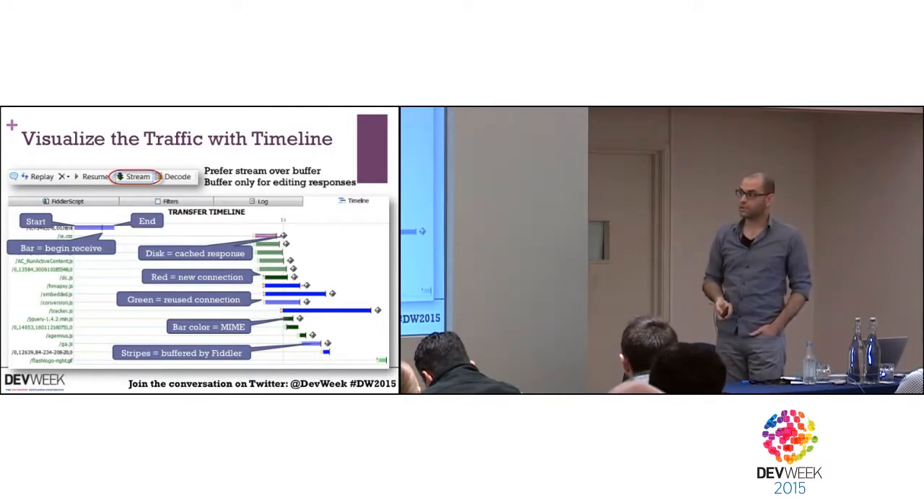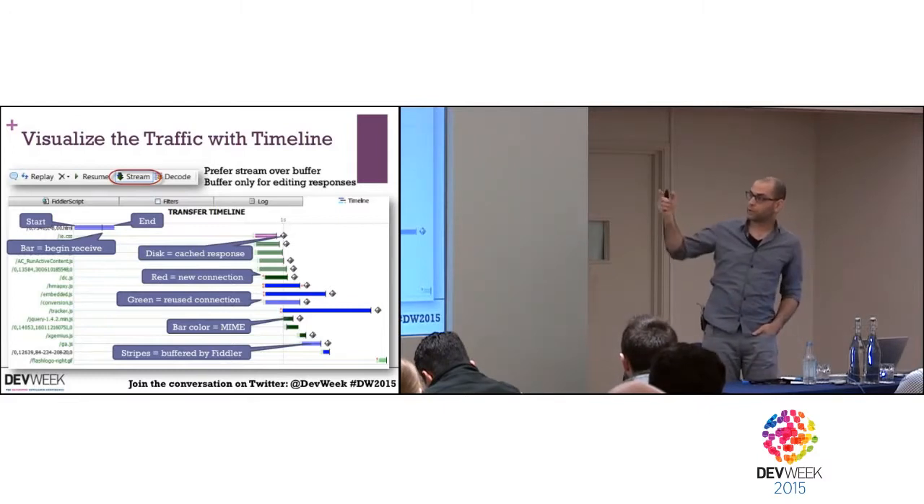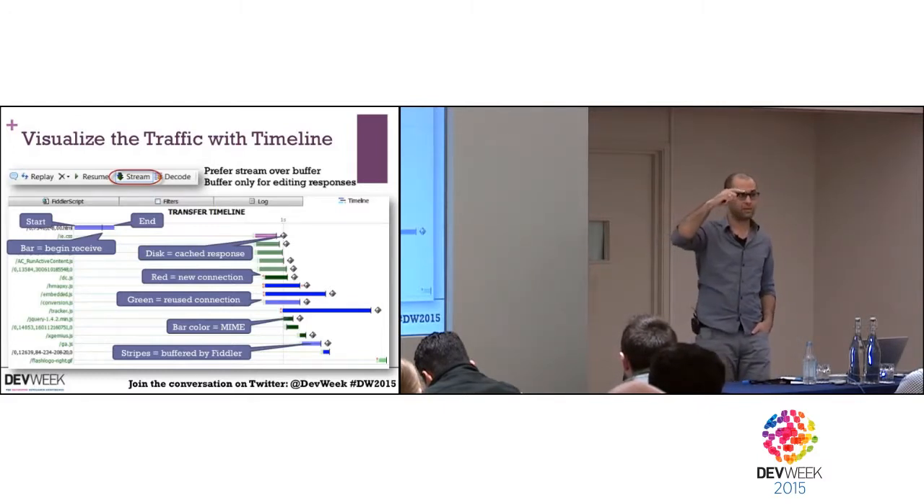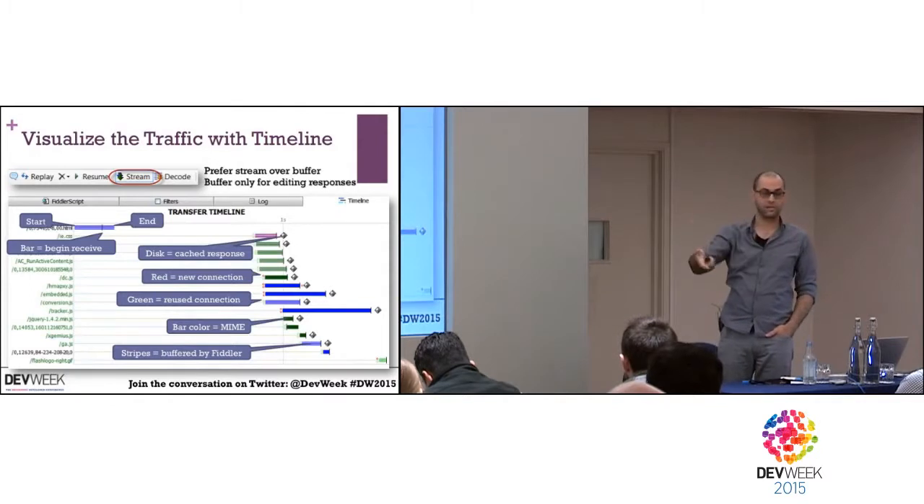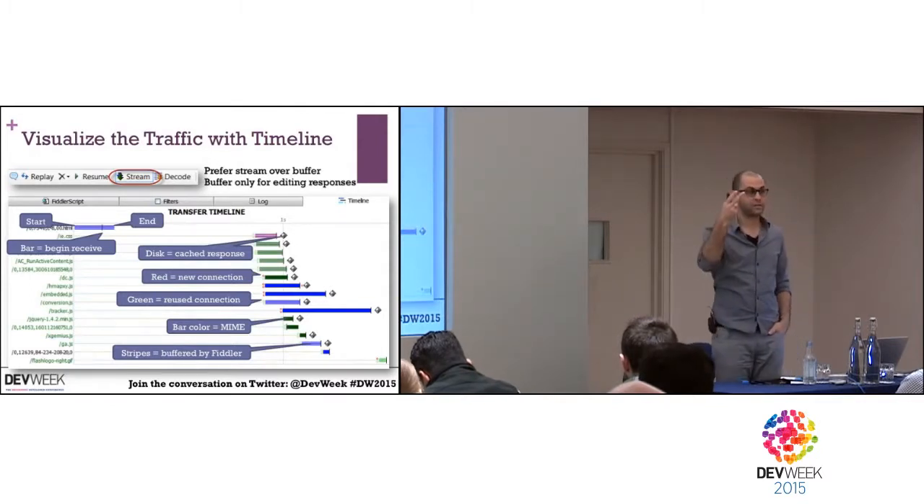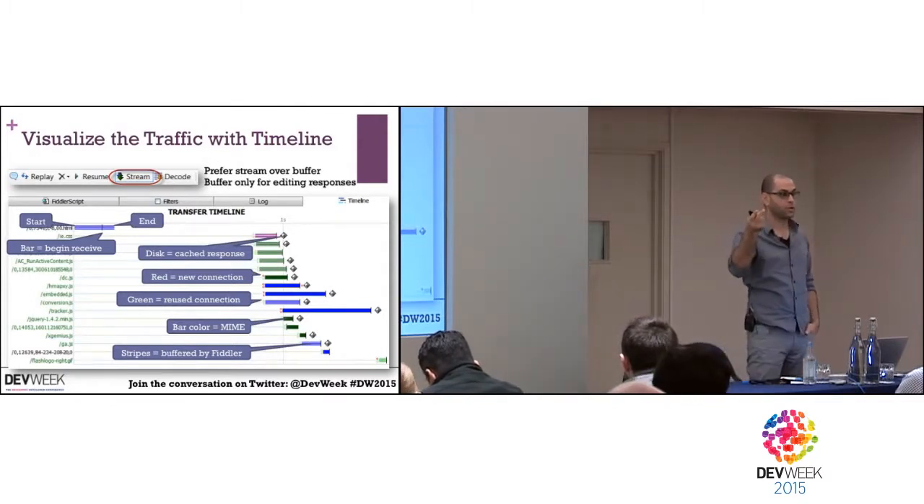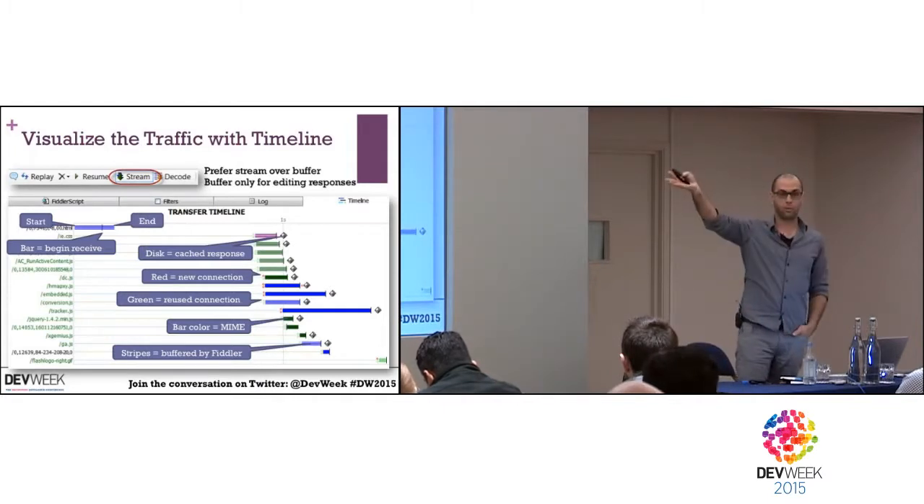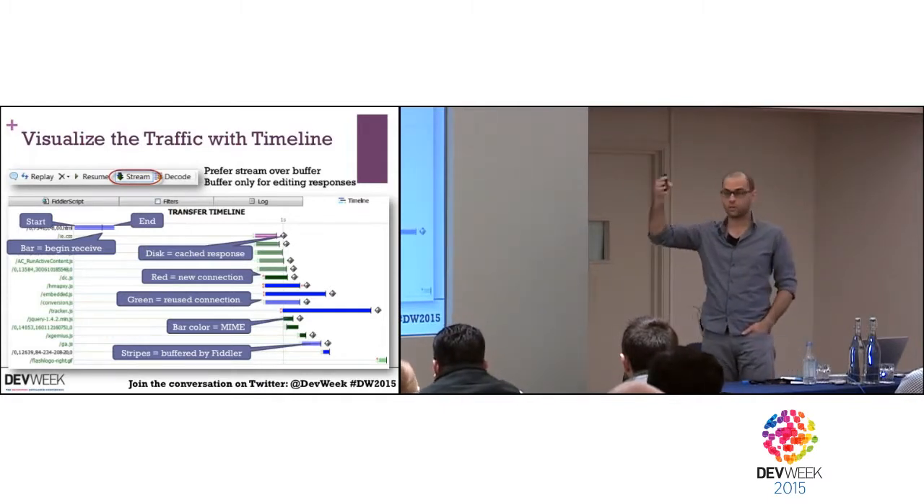So the top one is the connection between the client and the server. The bottom one is the connection between the Fiddler application and the server. If you see two reds, this means that this is an entirely new connection that the client opened with Fiddler and Fiddler opened with the server. Probably a new connection altogether.